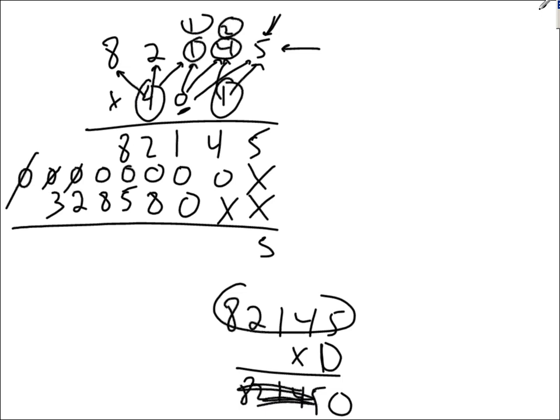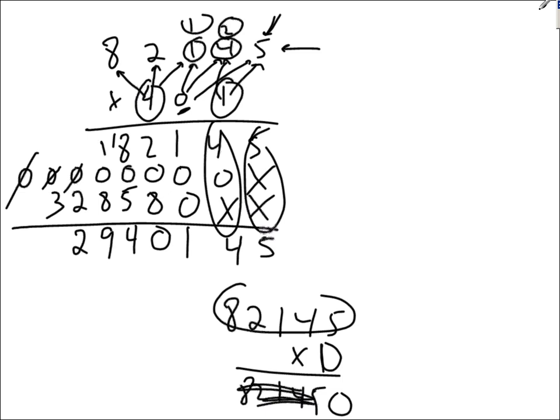When you add the first column, you get 5. The next column is 4, 1, 10, 14, 9, 2, 3. 32,940,145 is the final answer.